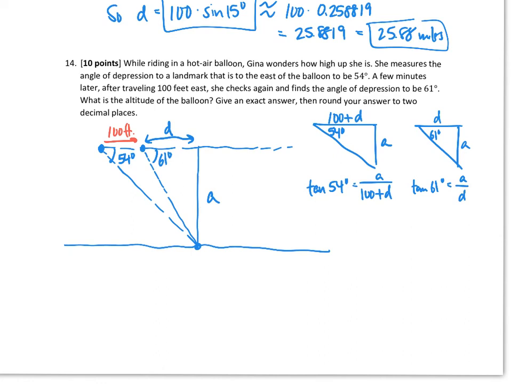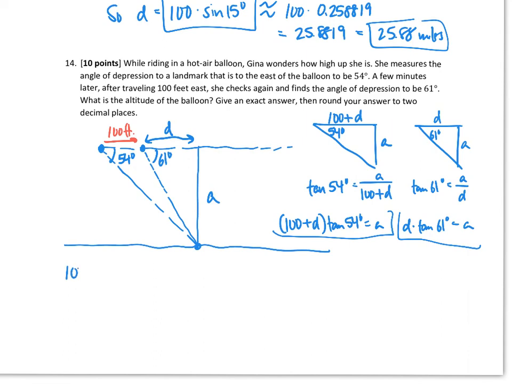So that second equation is easier to deal with because it doesn't have the 100. So let's start there. So we've got D times the tan of 61 equals A. Remember, A is what we want. So knowing that A equals D times the tan of 61 is great if we knew what D was. But the other equation also gives us a solution for A. It tells us that 100 plus D times the tan of 54 equals A. So since both of these equal A, we can set them equal to each other.